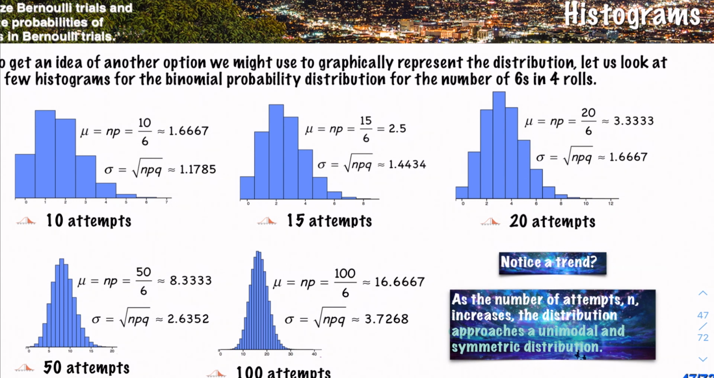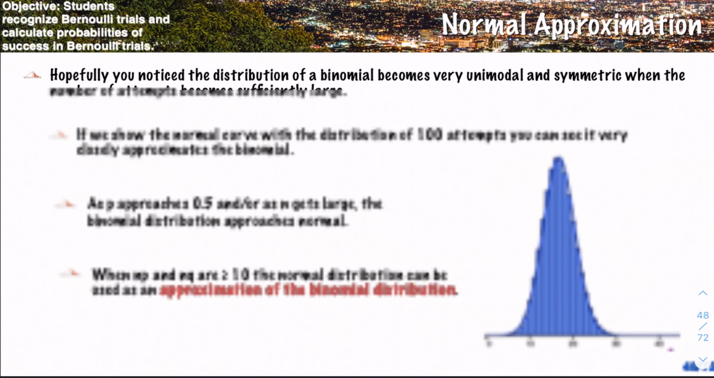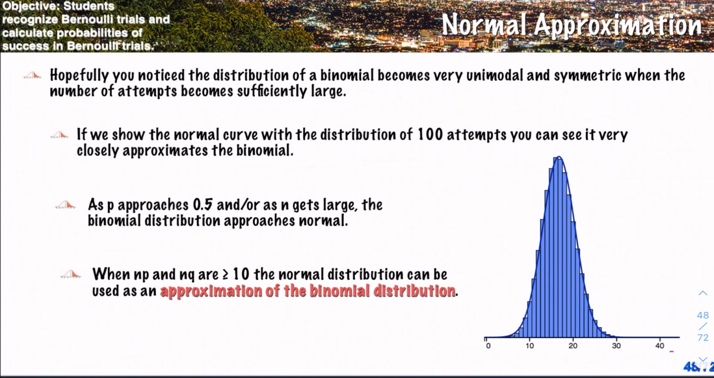When n gets large, the rectangle's width gets small, we get more of them, it's going to be close to normal. So hopefully you notice the distribution of a binomial becomes very unimodal and symmetric when the number of attempts becomes sufficiently large. If we show the normal curve with a distribution of 100 attempts, you can see it very closely approximates the binomial. As p approaches 0.5 and/or as n gets large, the binomial distribution approaches normal.